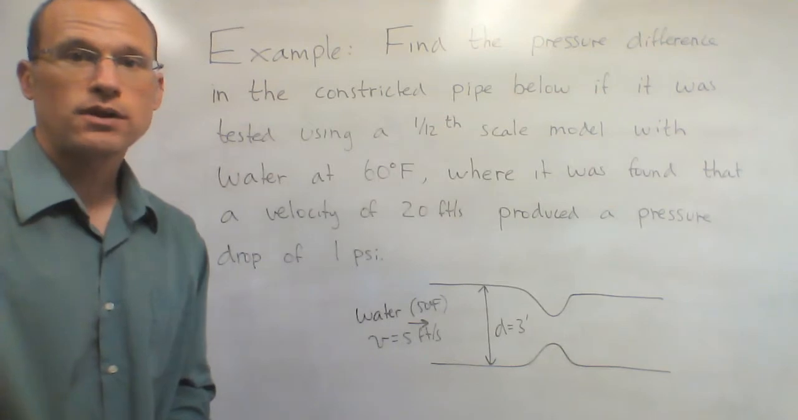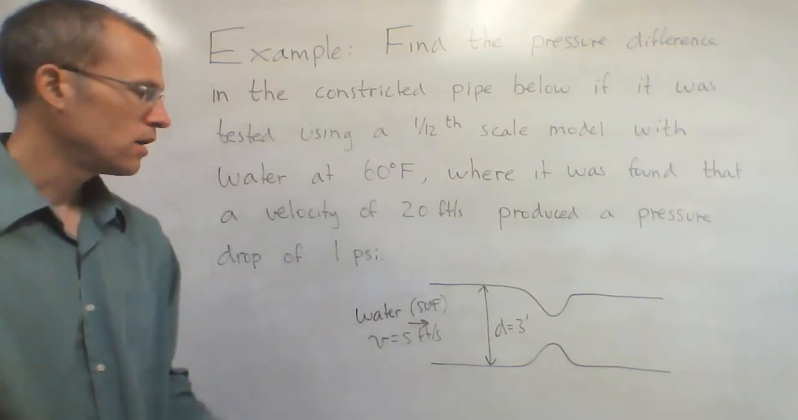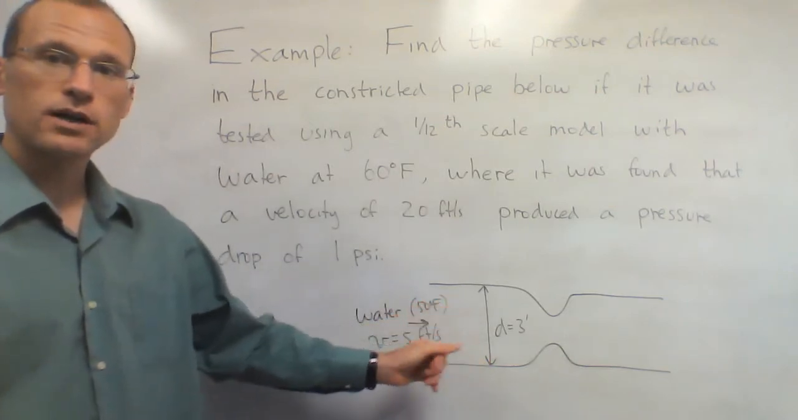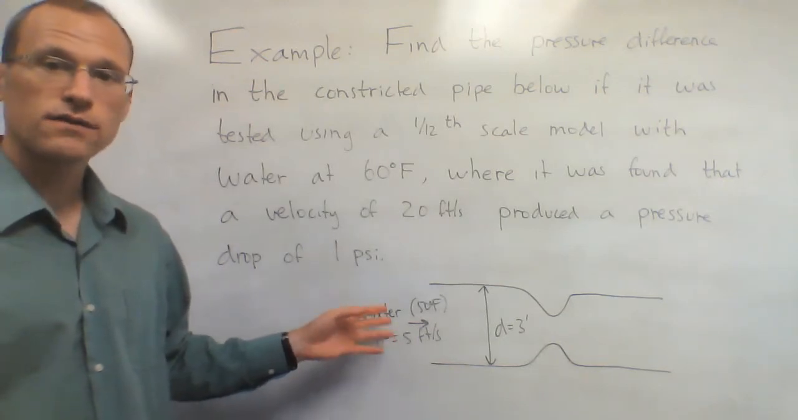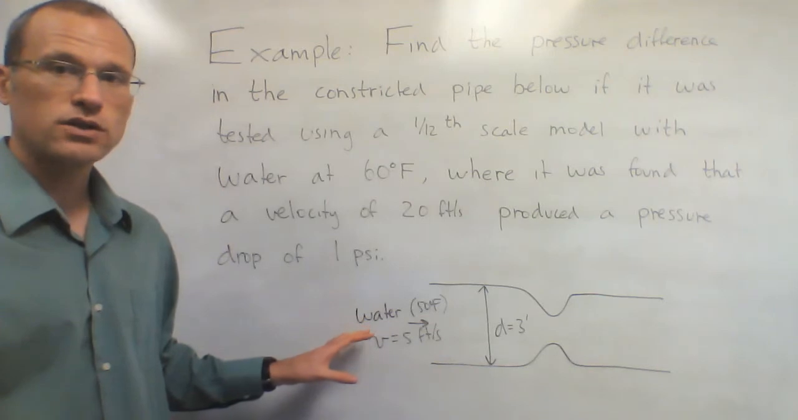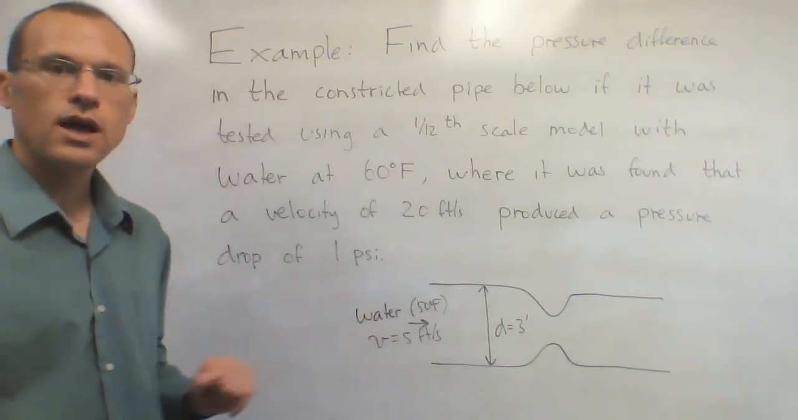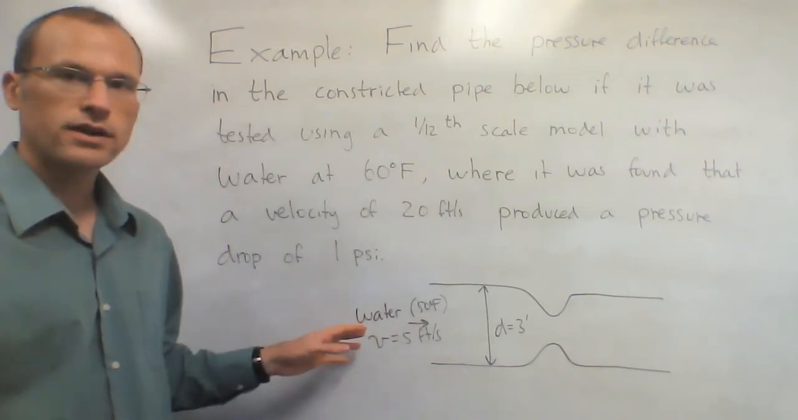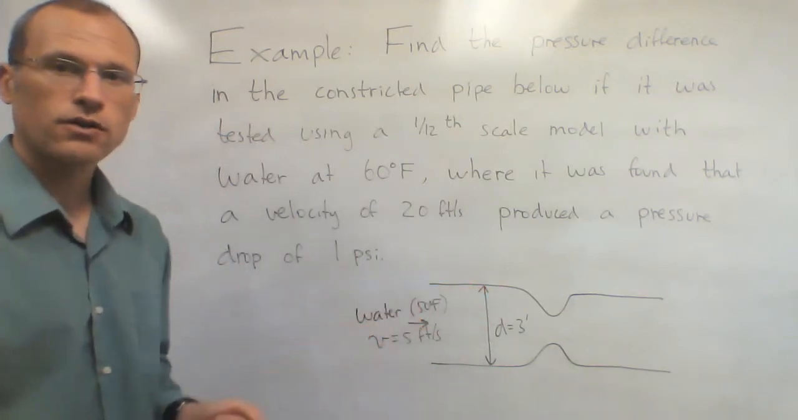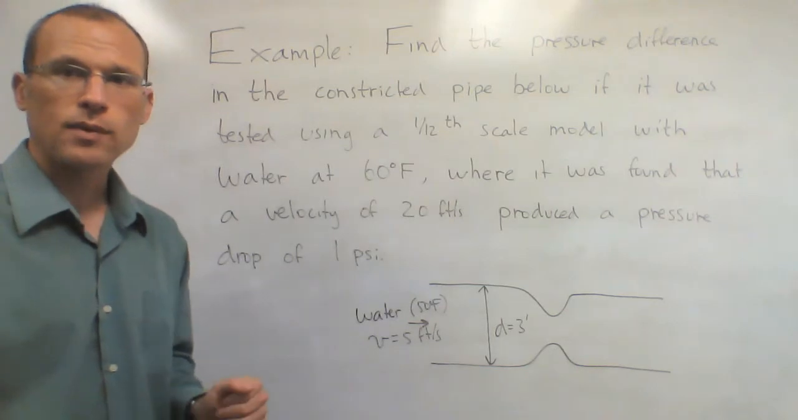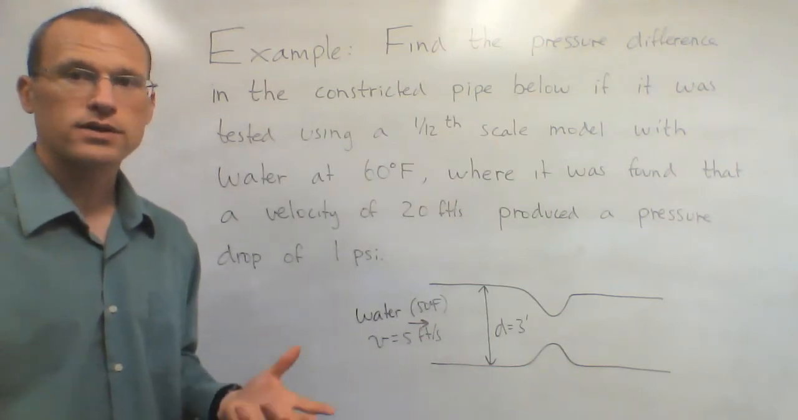So now, time for an example of this. I have a 3-foot diameter constricted pipe. I have water flowing through there at 5 feet per second, water at 50 degrees Fahrenheit. So this is my real-life scenario. I want to do some tests on this. I want to find what the pressure drop is, how much pressure I need basically to get it through here in real life. The way I'm going to find that is using a 1/12 scale model.